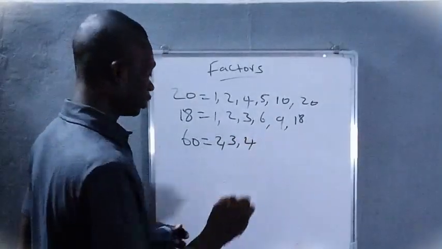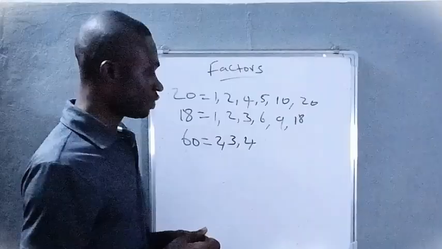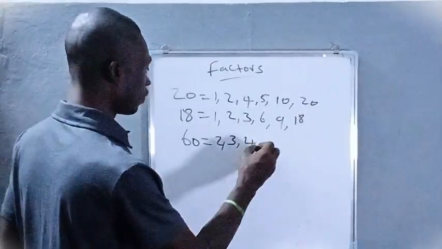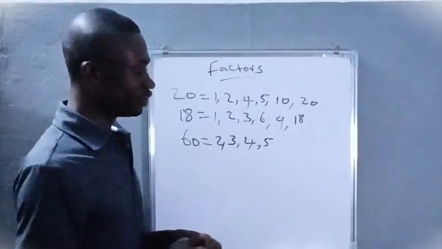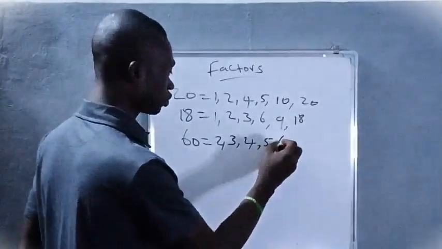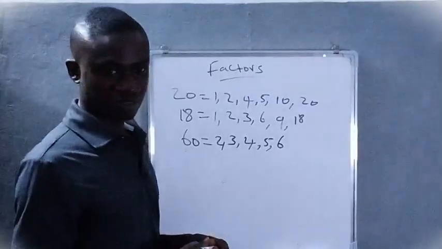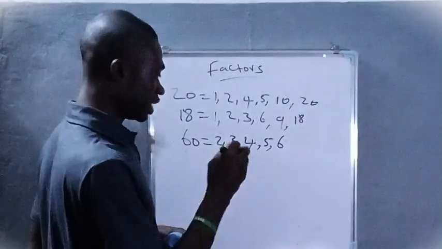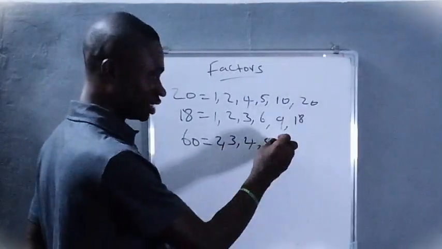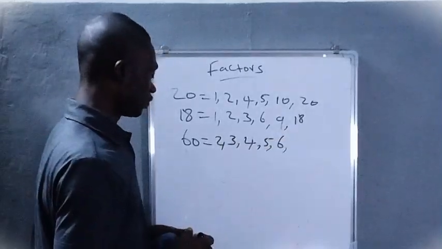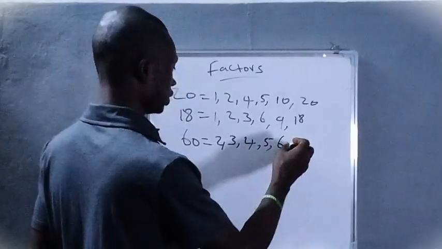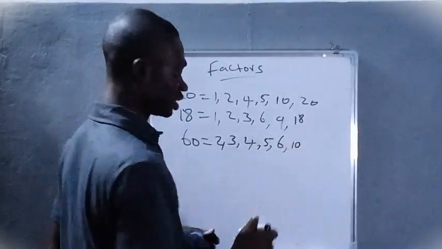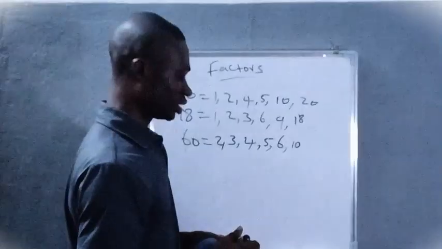4 is a factor of 60 because 60 divided by 4 gives you 15. 5 is also a factor of 60 because 60 divided by 5 gives you 12. 6 is a factor of 60 because 60 divided by 6 gives you 10. Other factors of 60, we look at something like 10, because 60 divided by 10 gives you 6.